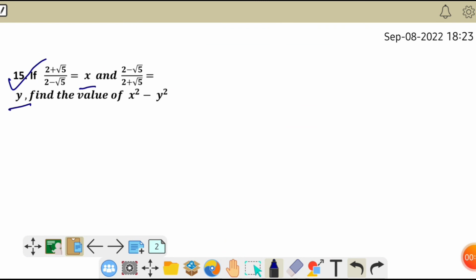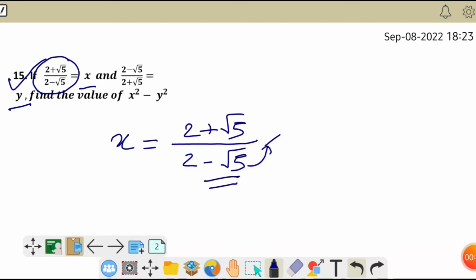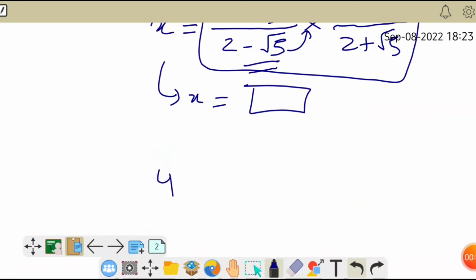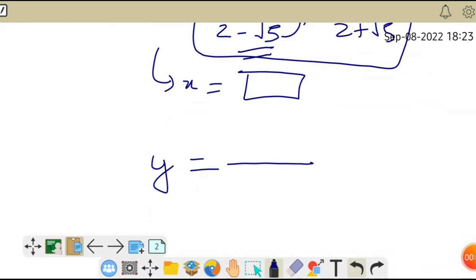Question number 15 is also the same. Let me do it half for you. The value of x is given here. You have to rationalize it by taking 2 plus root 5 and 2 plus root 5. Here you'll get the value of x. And again, in the same way, you have to rationalize y and find out the final value of y.